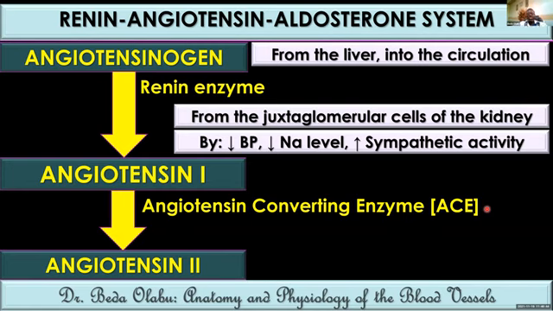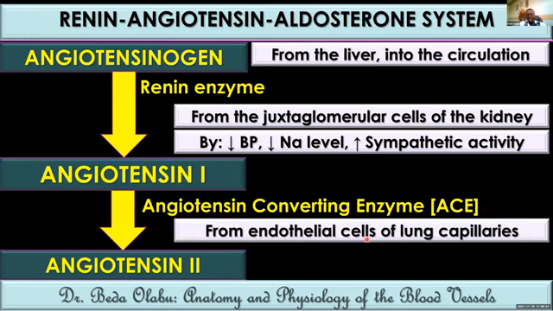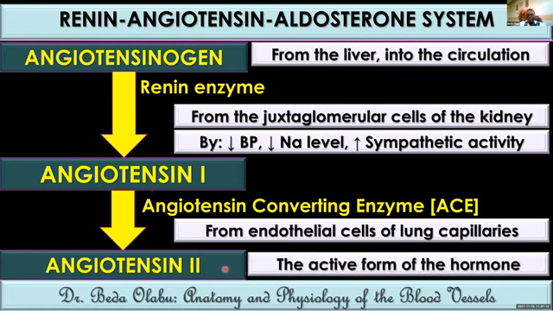This angiotensin converting enzyme is produced by the endothelial cells of the lung capillaries. So the lung capillaries usually produce angiotensin converting enzyme. This enzyme is the one that converts angiotensin 1 to angiotensin 2. So we have angiotensin 2 being the active hormone that you want to talk about.